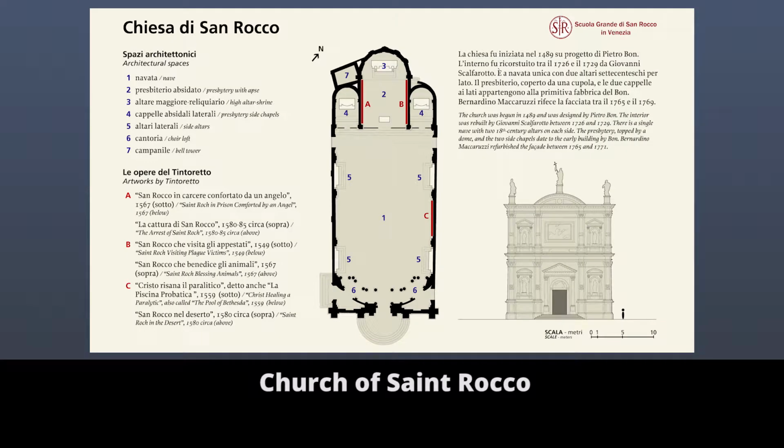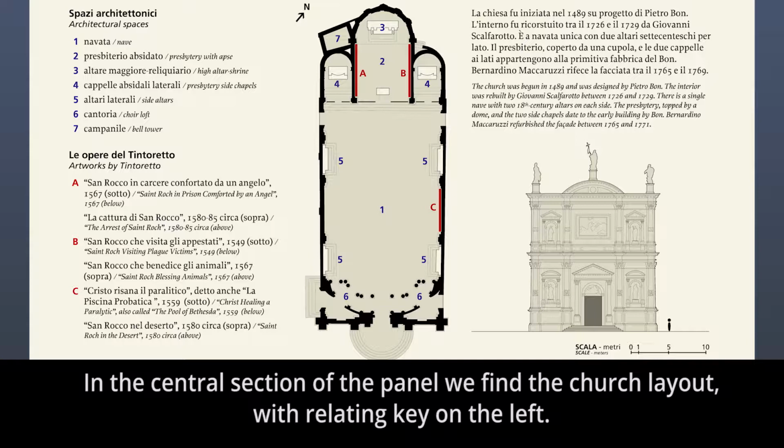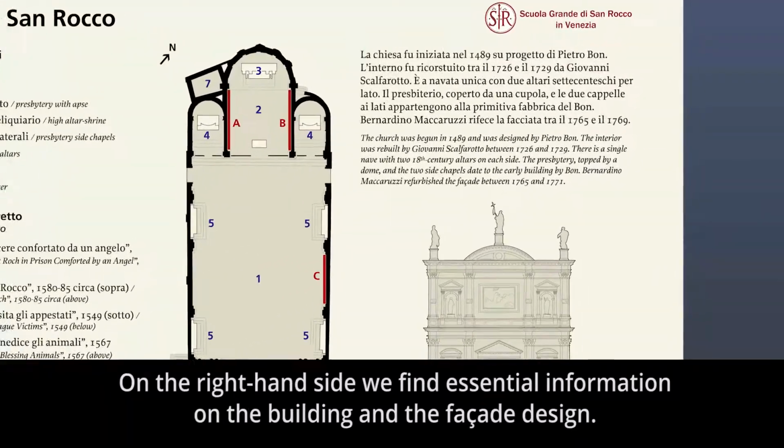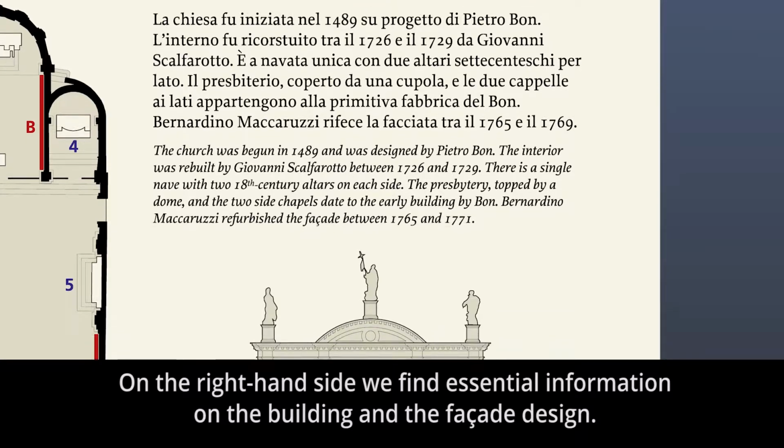Church of St. Rocco. In the central section of the panel we find the church layout with relating key on the left. On the right-hand side we find essential information on the building and the facade design.